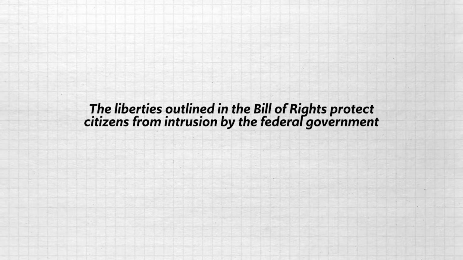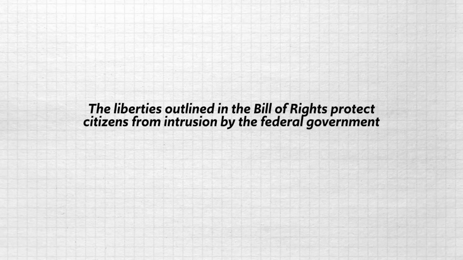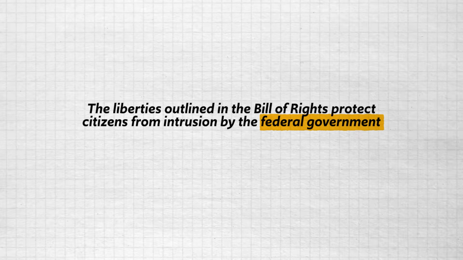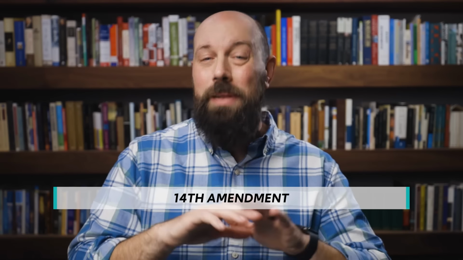The liberties outlined in the Bill of Rights protect citizens from intrusion by the federal government, and that was the point of including these amendments. The Anti-Federalists were afraid of intrusion by the federal government, and that's precisely what these 10 amendments protected them from. So that means in the early days of the Republic, all the liberties listed in the Bill of Rights protected citizens from the federal government, not state governments. Now later, with the passage of the 14th Amendment, the Bill of Rights will be applied to the states, but that's not how it originally was.